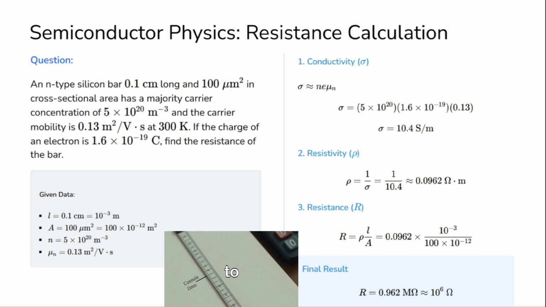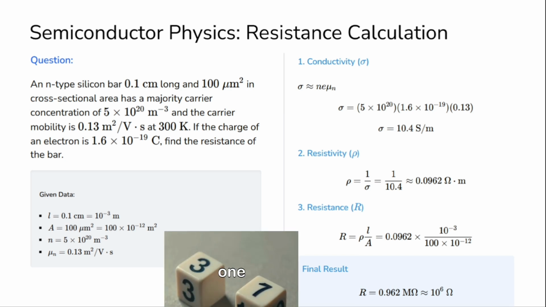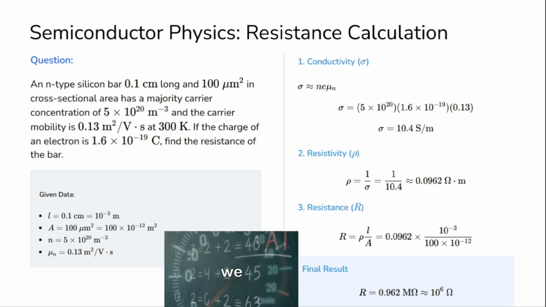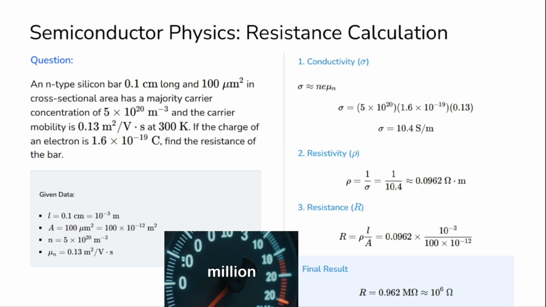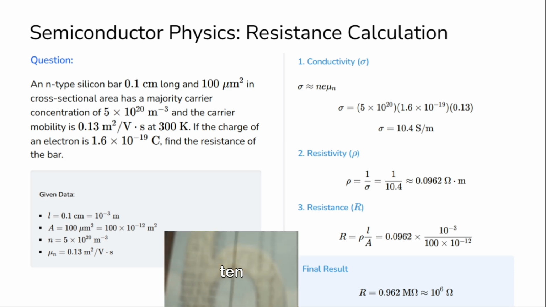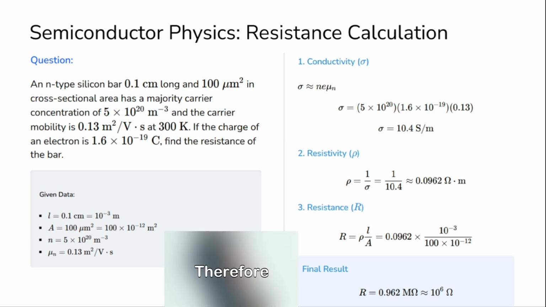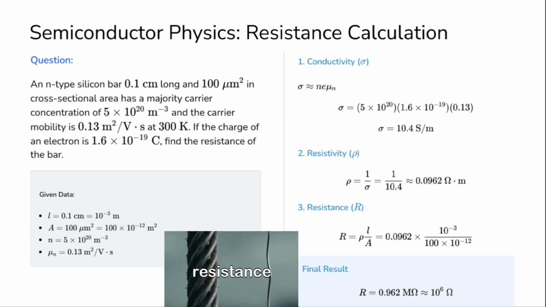We convert the length to 10 to the power of negative 3 meters and the area to 100 times 10 to the power of negative 12 square meters. After plugging these into our formula, we get 0.962 million ohms. This is approximately 10 to the power of 6 ohms. Therefore, the correct answer is option A. This bar provides a high level of resistance due to its very small cross-sectional area.